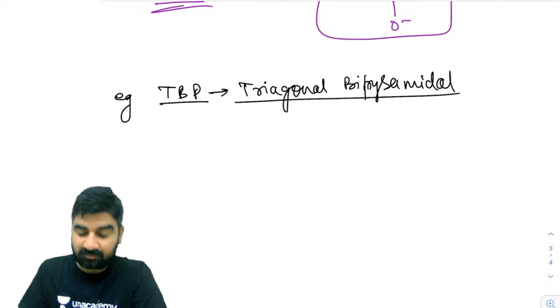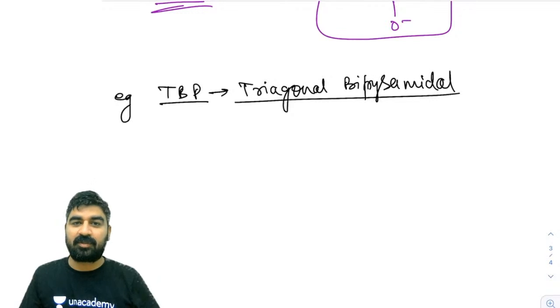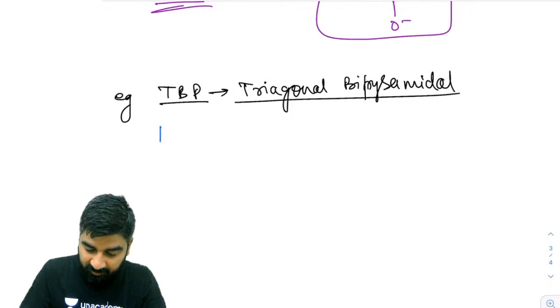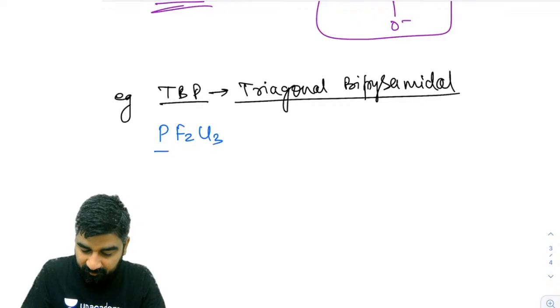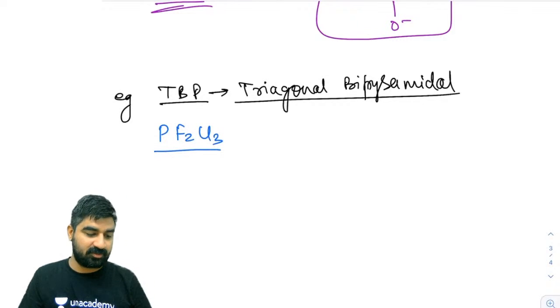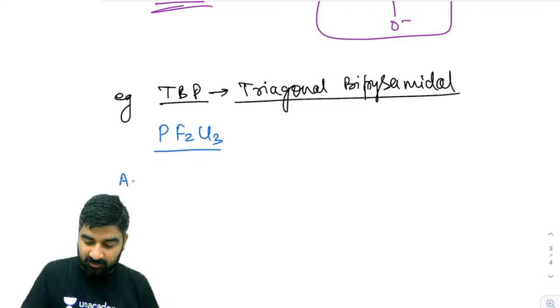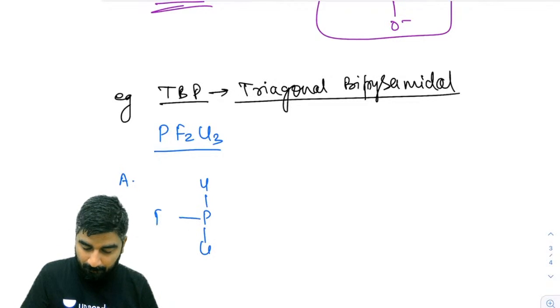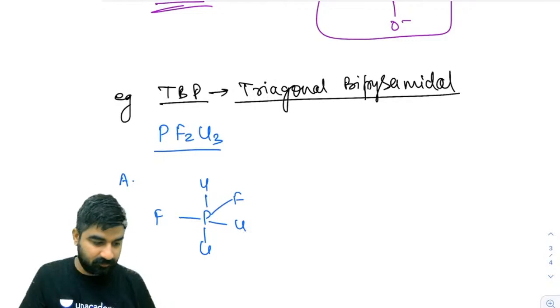So if I'm talking about the trigonal bipyramidal, and I'm writing PF2Cl3, how will you draw it? You have many possibilities, like this.